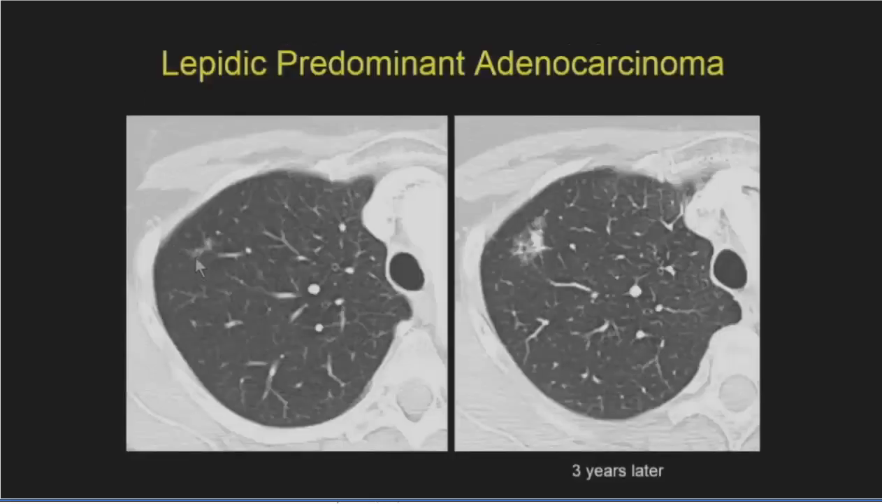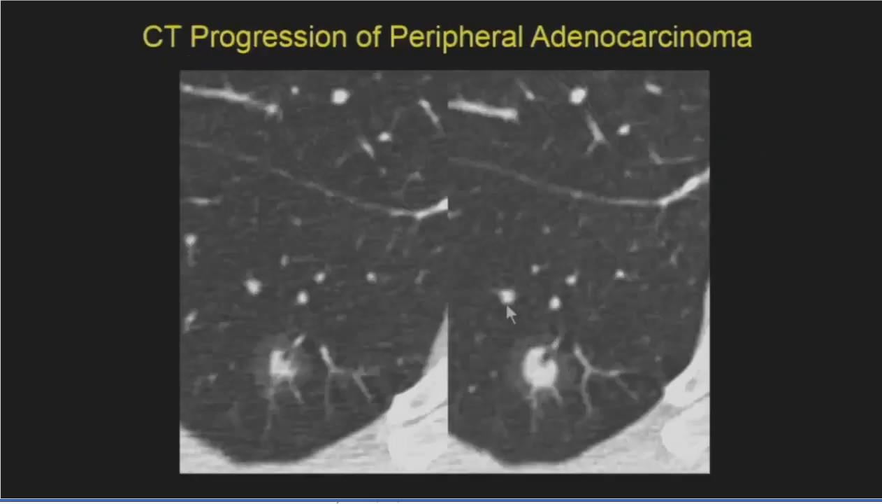And here another case, a very subtle ground glass lesion in the right upper lobe. 3 years later, we see now it has a more aggressive appearance with a solid component measuring more than 5 millimeters. Sometimes the overall size of the lesion does not increase significantly, but the solid component does, and that's a sign of progression and highly suspicious for malignancy.